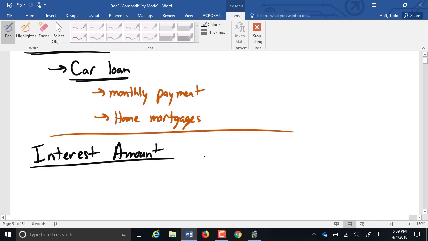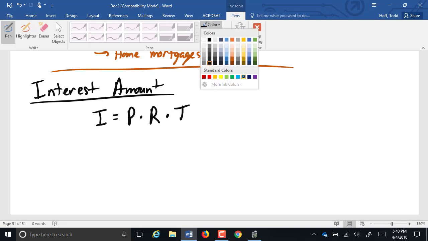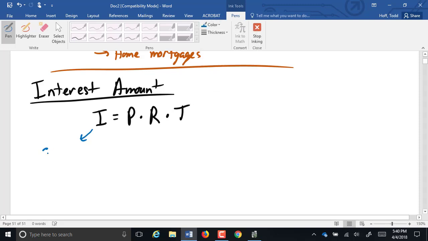So let's look at how we calculate the amount of interest in simple interest. The interest amount we represent with the letter I, is equal to P times R times T. So like we said, the I is the dollar amount of interest that we are earning or paying.